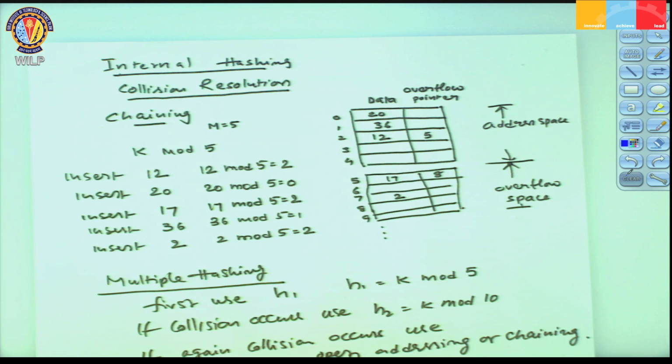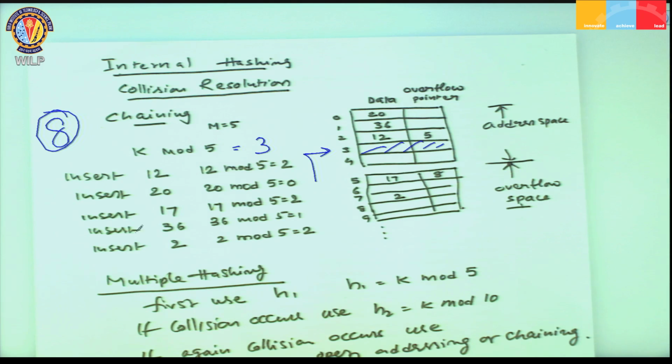Suppose I am making a search for a record with value 8. 8 mod 5 is equal to 3, I go to location 3, but it is empty, which means that a record with key value 8 does not exist in the database. And if I am looking for a record with key value 36, 36 mod 5 is 1, I go directly to 1, there is only one record available, and that is the record with the required key value. If there is no pointer, it will be grounded, that means it will be a null value there. This is how collision is resolved by using the method of chaining.